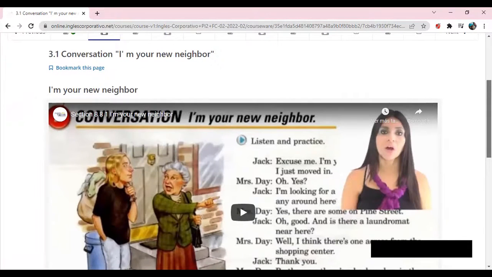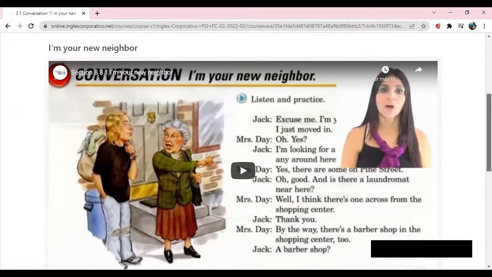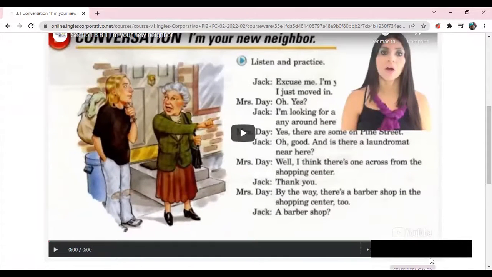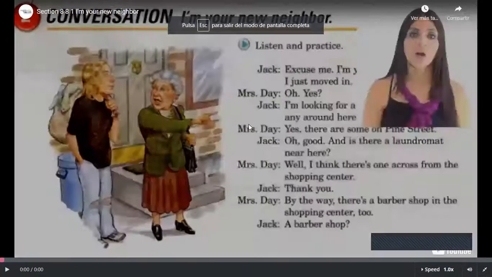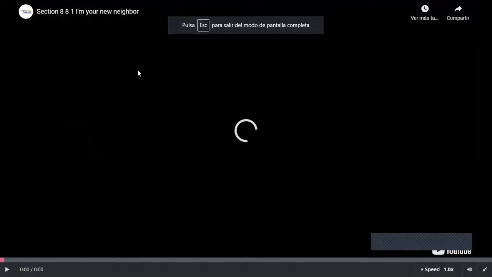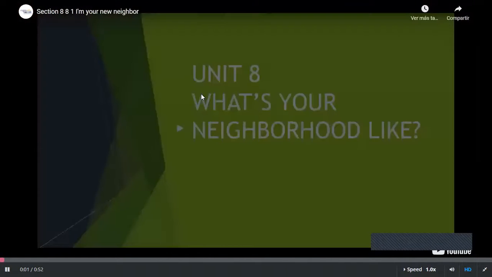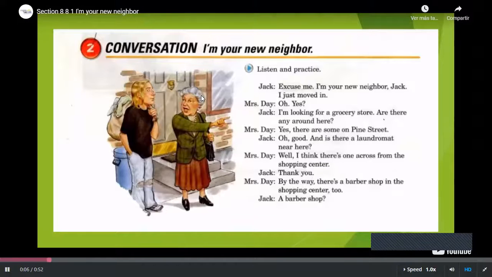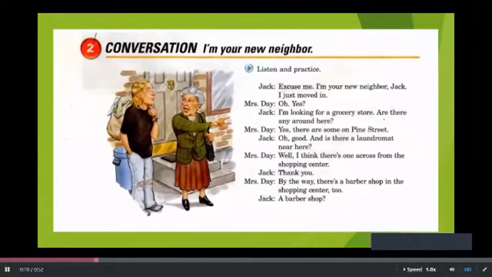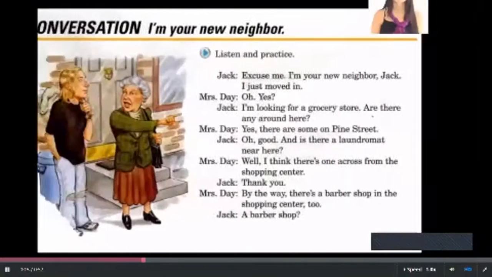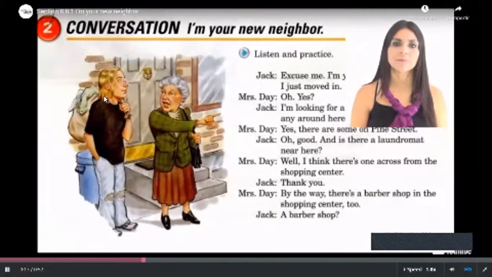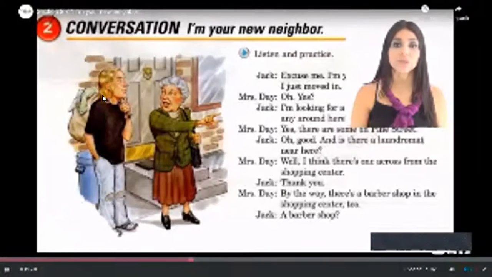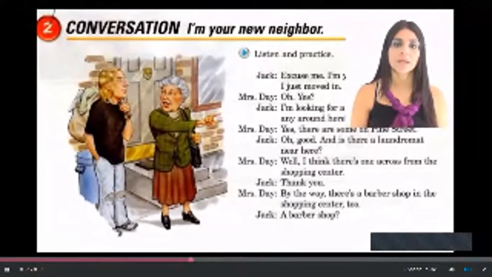I'm your new neighbor. Let me just zoom this up. Here we go. Welcome everybody to section 8. What's your neighborhood like? As we always do, we listen to a conversation in order to get ready for our topics, which will include places around town, location, and there are. In this session, you will listen to a conversation between neighbors asking about places in town. Pay attention to there is, there are, one, any, and some.